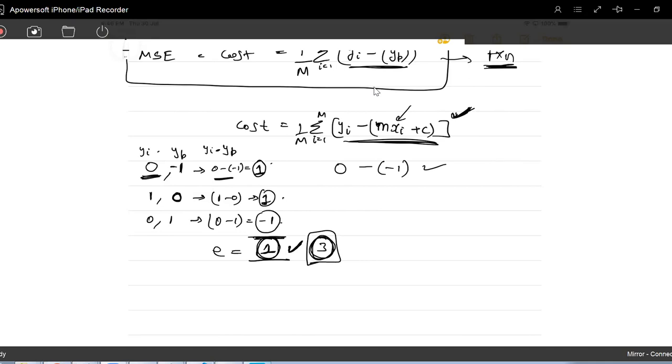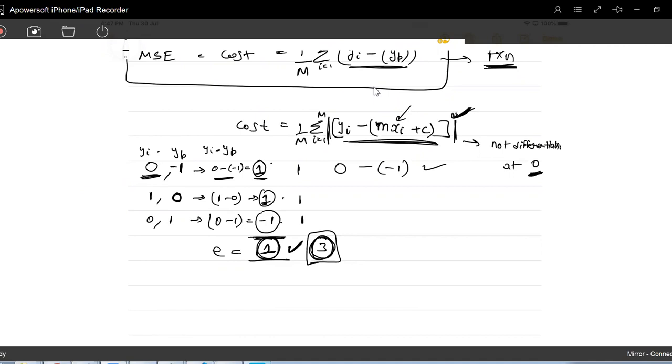I will be taking the square of them. I could have also taken the mod. The mod will return 1, 1, 1. But why didn't I take mod? Because there is a problem with mod: it is not differentiable at 0. So that's why we don't take this, and that's why we square the term.